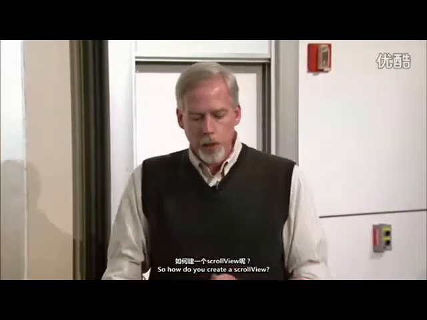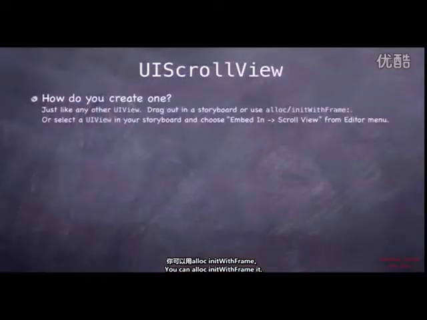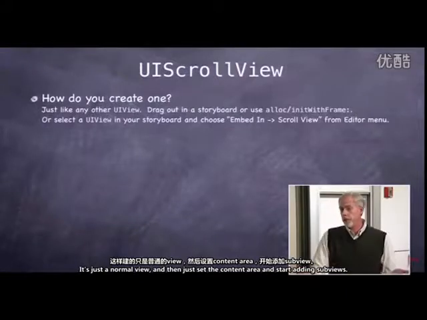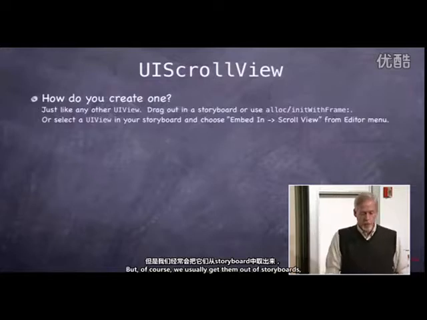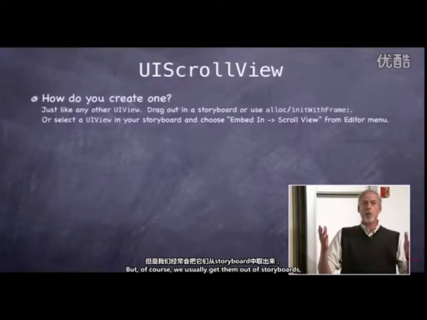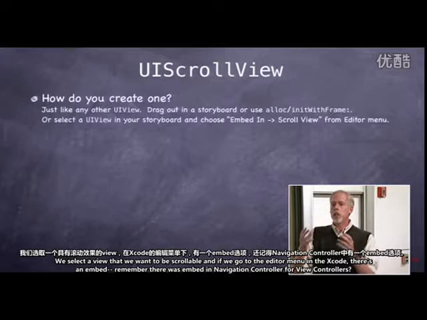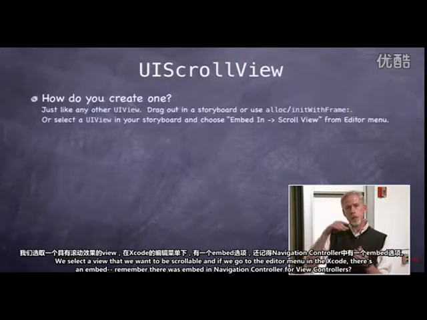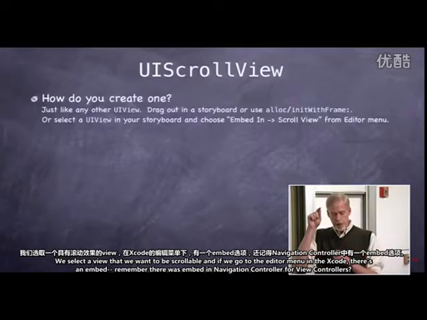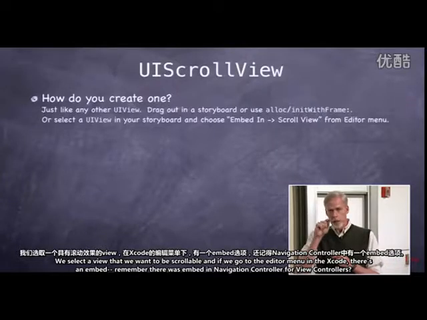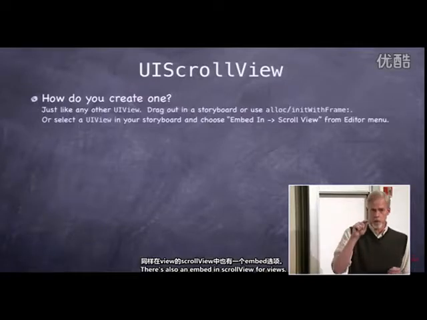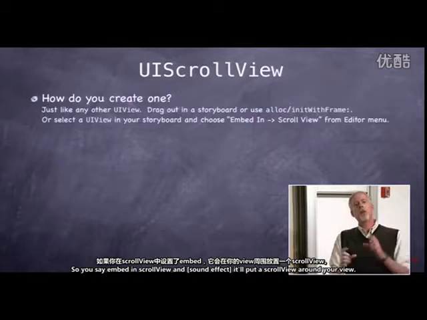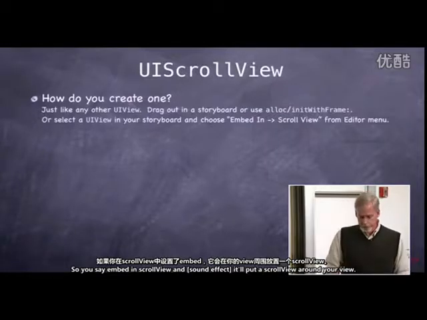So how do you create a scroll view? You can allocate it with a frame. It's just a normal view, and then just set the content area and start adding subviews. It works great. But of course, we usually get them out of storyboards. And how do we put them in a storyboard? We select a view that we want to be scrollable, and if we go to the Editor menu in Xcode, there's an Embed. Remember, there was Embed in Navigation Controller for view controllers. There's also an Embed in Scroll View for views. So you say Embed in Scroll View, and boop, it'll put a scroll view around your view. Simple as that.